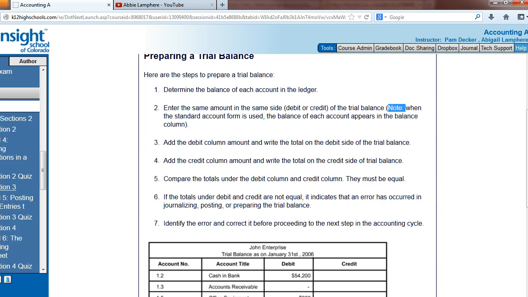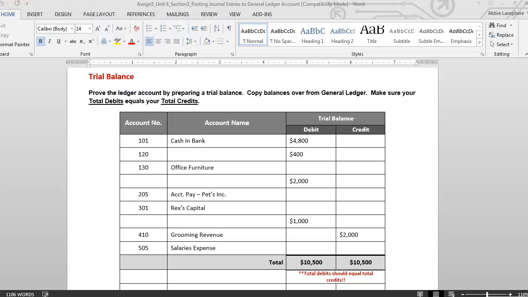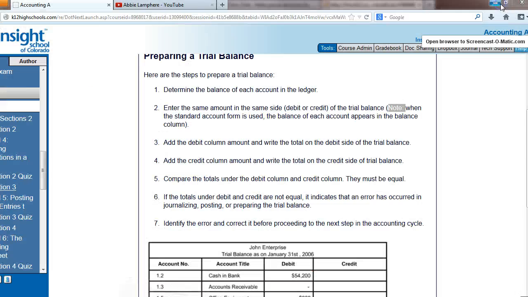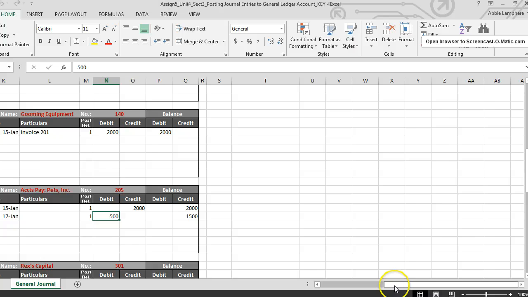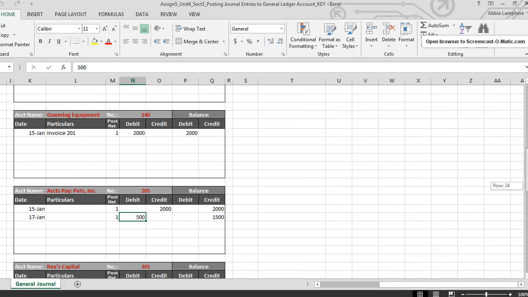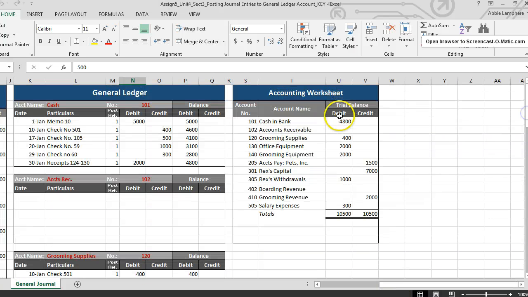Okay, we're going to use, let me get this opened up here. Oops, not that one. Okay, so here's that same, the general ledger.